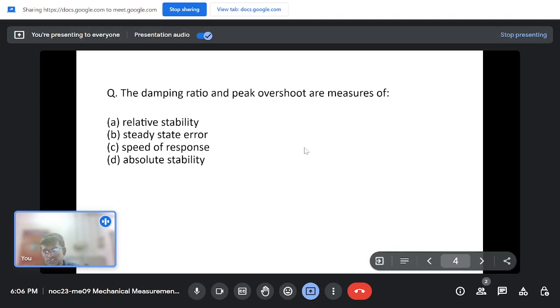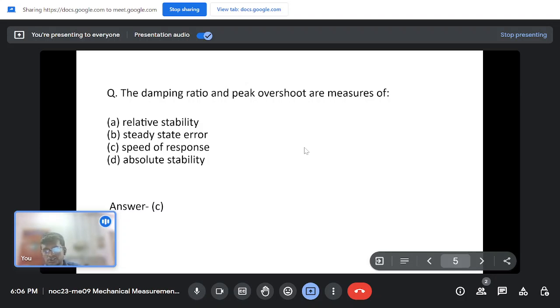Peak overshoot is the difference between the overshoot value, which the reading reaches in the oscillation, and the steady state value. The readings initially go up and then come back. That value minus the steady state value is the overshoot. Then the damping ratio, C by Cc, signifies the speed of response.